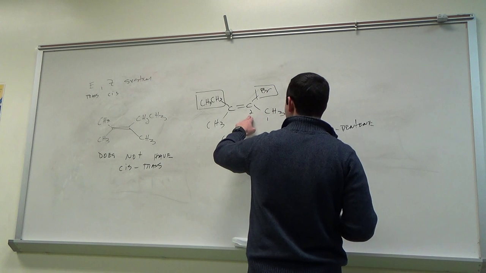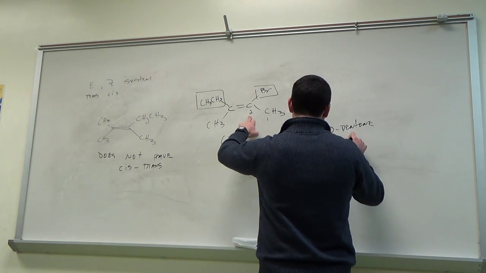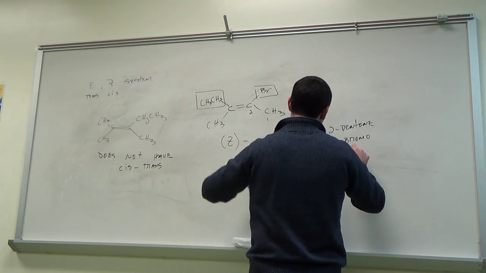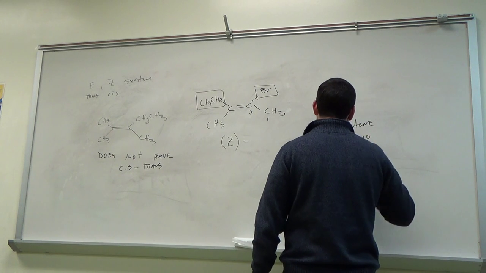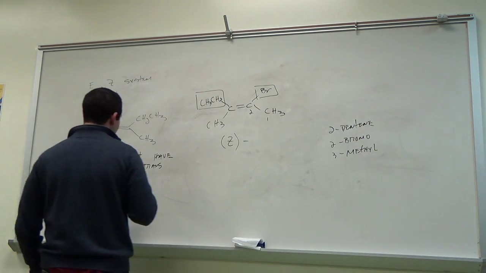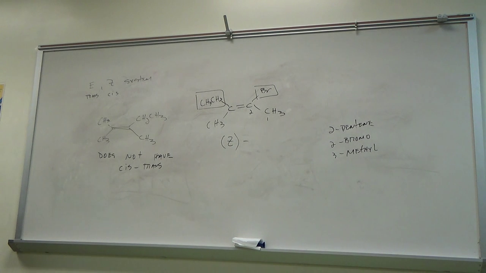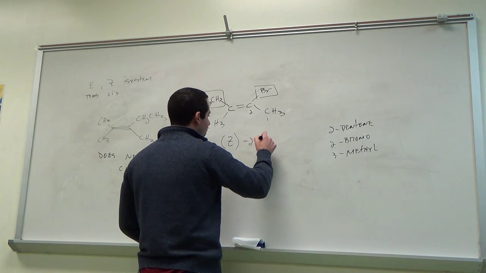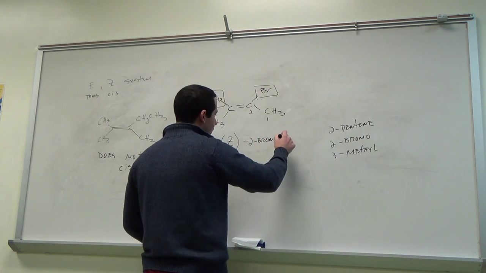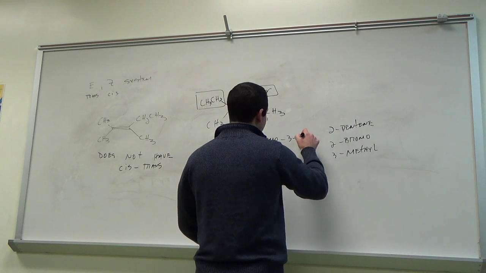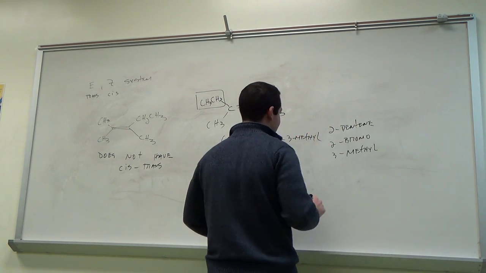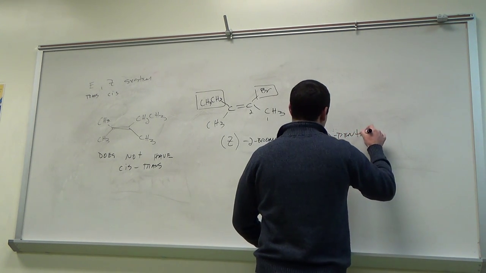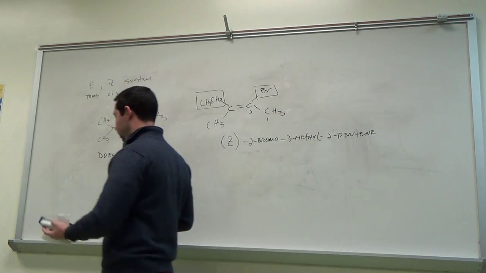The groups are on the second carbon. I have 2-bromo. And on the third carbon, I have 3-methyl. Which one goes first, the methyl or the bromo? The bromo goes first because that's how they made the alphabet. Bromo first. So this is 2-bromo, 3-methyl, 2-pentene. How do you like that?